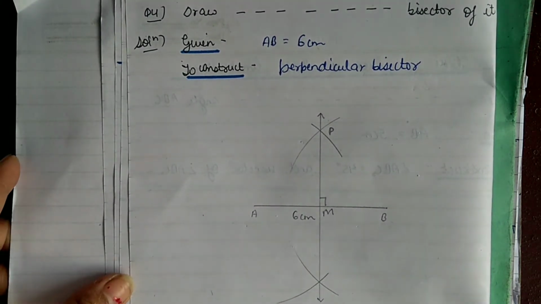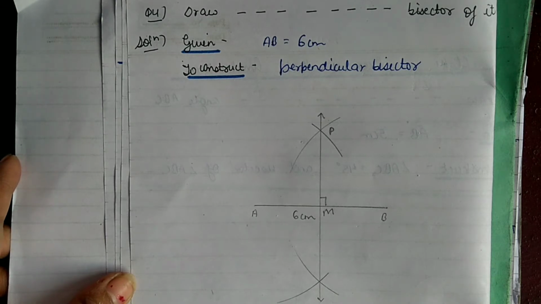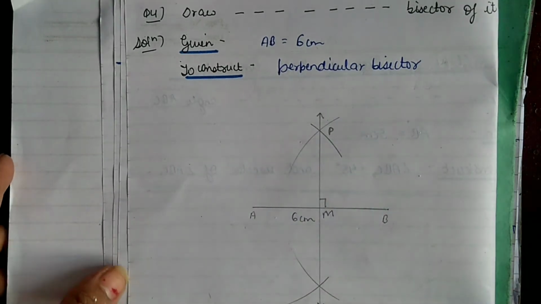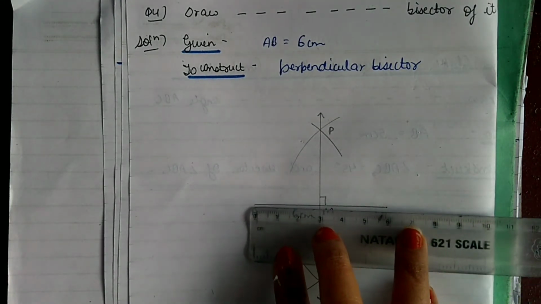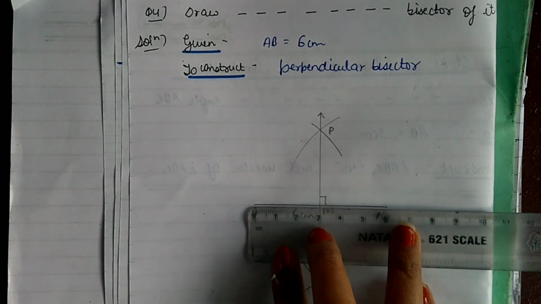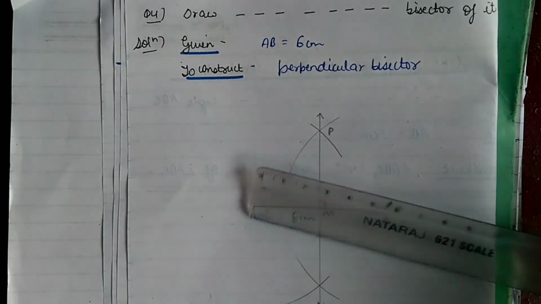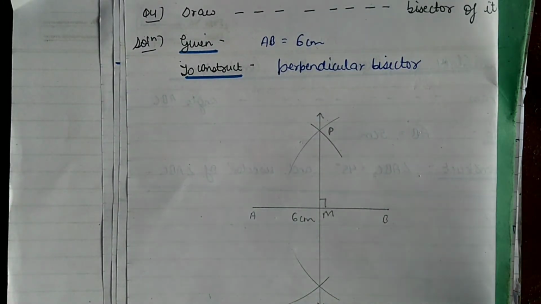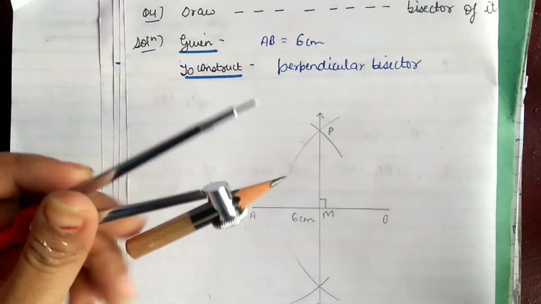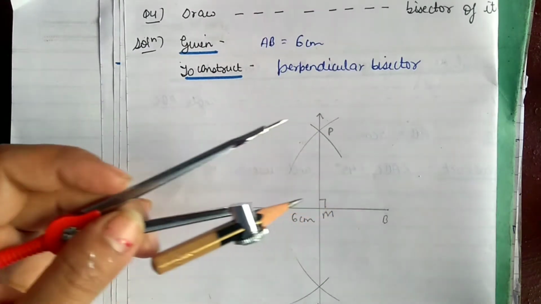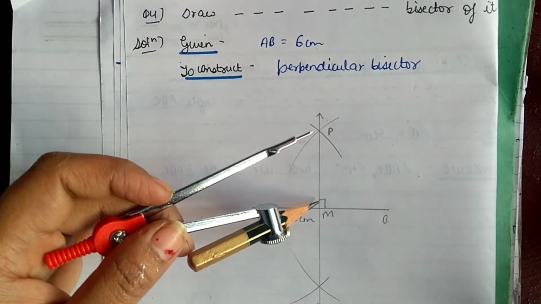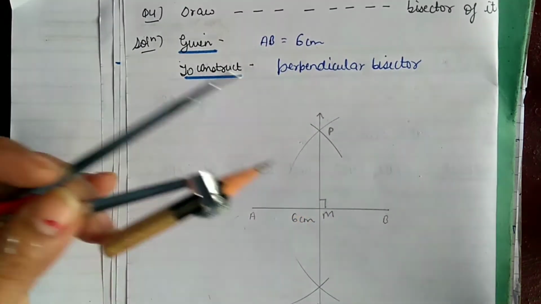Now in question number 4, a line segment is given that is 6 cm. AB is a line segment of length 6 cm. First you will draw a line segment AB with the help of a scale of 6 cm. And then after that you have to construct the perpendicular bisector. It means you have to draw a line which bisect this line into 2 equal parts, and it creates 90 degree with that.